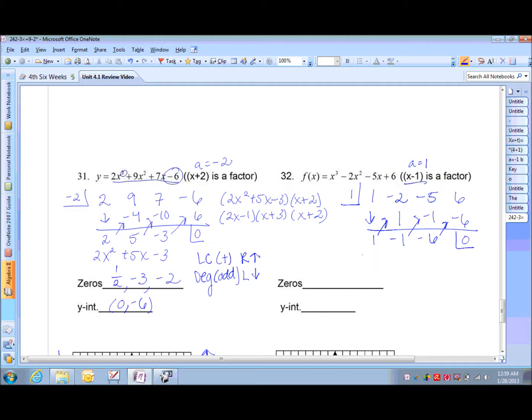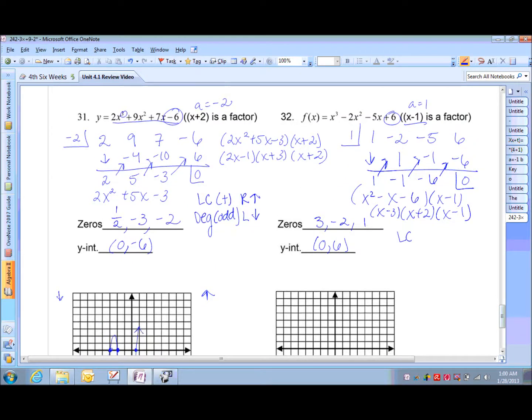So we're left with x squared minus x minus 6 times x minus 1, which is what we are dividing by. We factor x squared minus x minus 6 to be x minus 3 times x plus 2, and then we bring down that x minus 1. So our zeros are 3, -2, and 1, and our y-intercept is at +6.